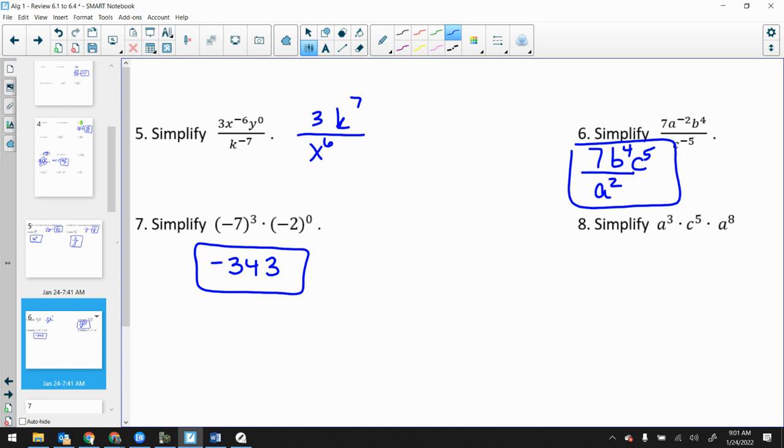Number 8. Multiplying with like bases means I add the exponents together. A to the 3rd times a to the 8th is a to the 11th. I cannot do anything combining it with that c to the 5th. Please don't make it like ac to the 16th. No, that doesn't work like that. Don't have like bases, you can't combine.